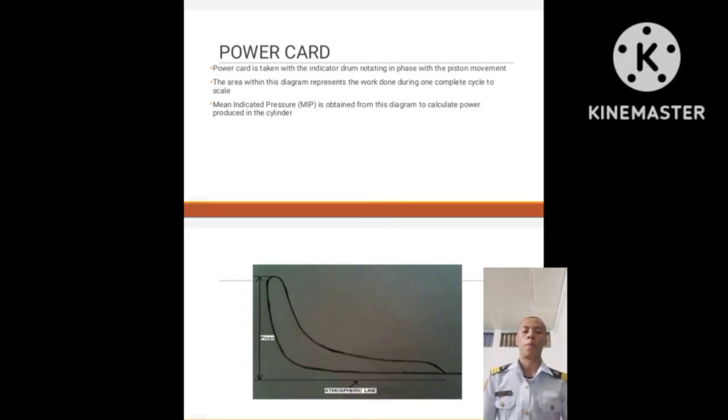So to calculate the amount of power developed by the unit, the formula here is: power is equal to the area under the expansion curve minus the area under the compression curve, in order to get the indicated power within the cylinder.